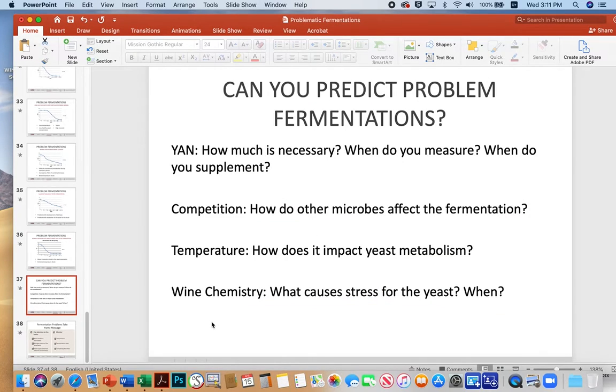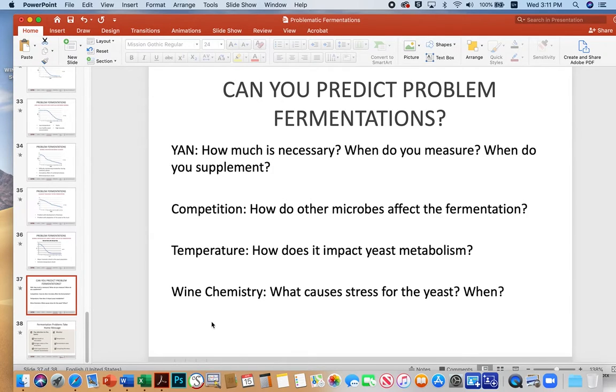So how do you predict these things? Well, YAN is one thing to look at: how much is necessary, when do you measure it, and when do you supplement. Certainly competition, how do other microbes affect the fermentation, and of course close monitoring of temperature. And no surprise, wine chemistry analysis. And that's something that ETS always emphasizes.